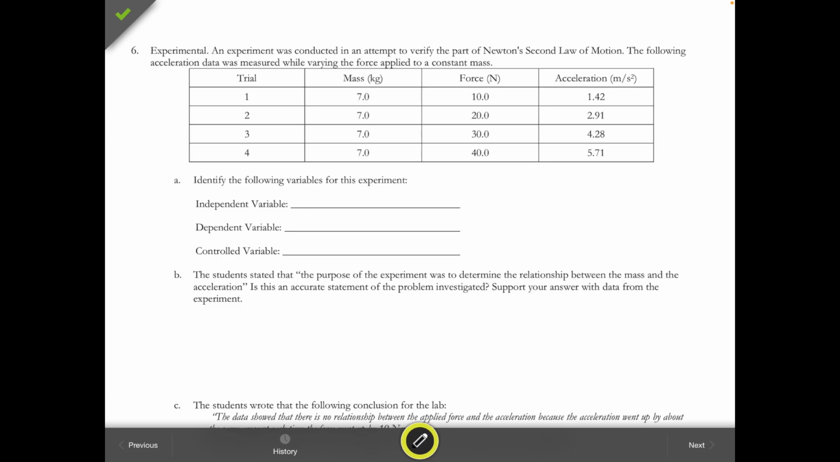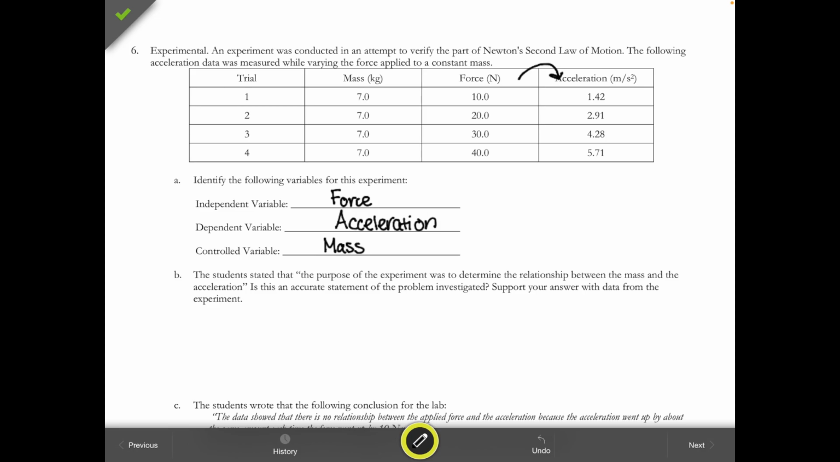So the experiment's pretty important here, just saying. This person's doing a bunch of different trials, keeping mass constant. So I would say the control variable is mass. They were changing the force, so that's going to be our independent variable, and that force caused a change in acceleration. That must be the dependent variable.